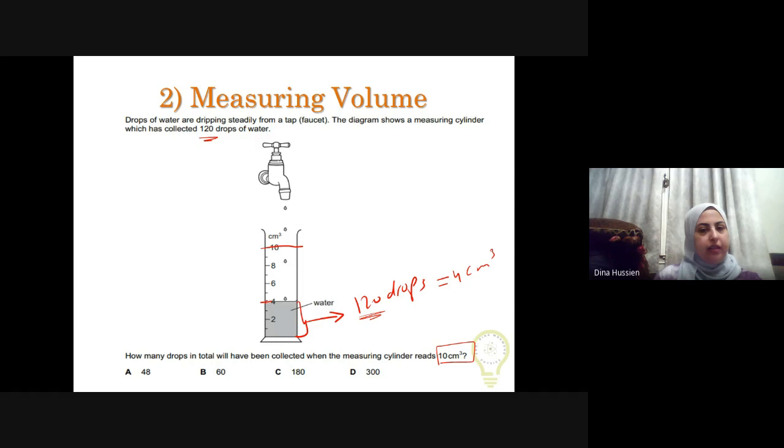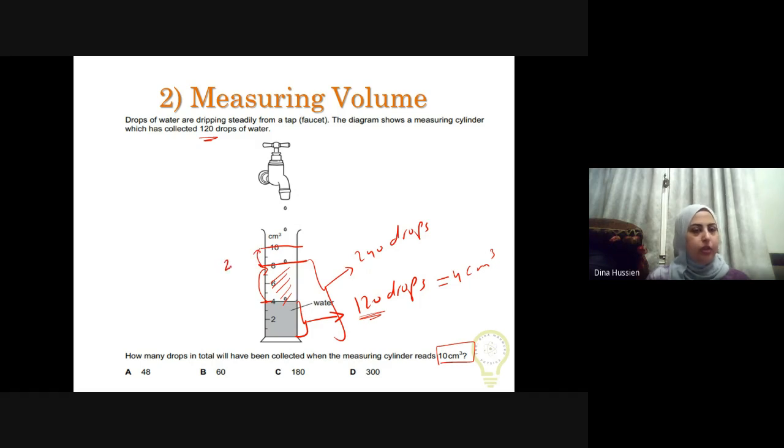If I added another 120 drops, I would add another 4, so I'd reach 8. If I reached 8, it means the total is going to be 240 drops, because 120 drops took 4 centimeter cubed. If I add another 4 centimeter cube, I put another 120 on them, so the overall is 240 drops. Then from 8 to 10, how many centimeter cube are left?